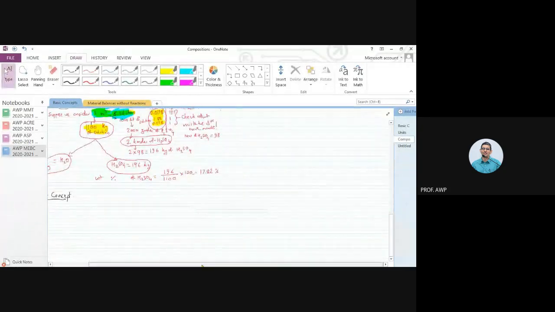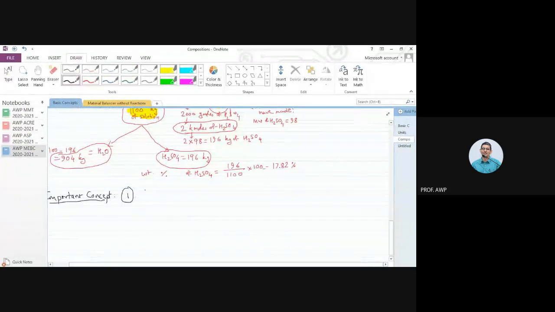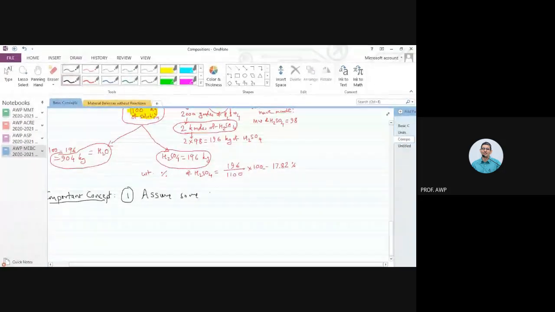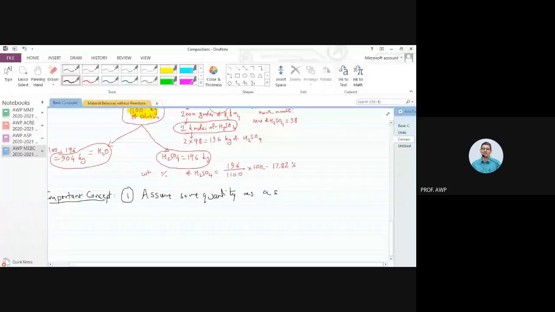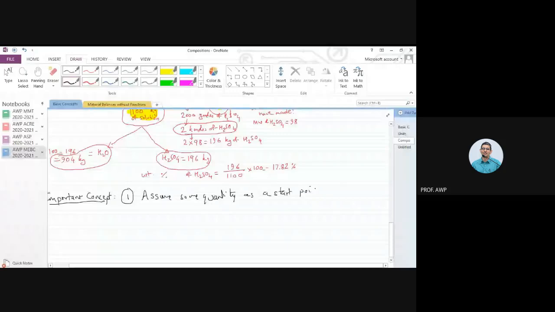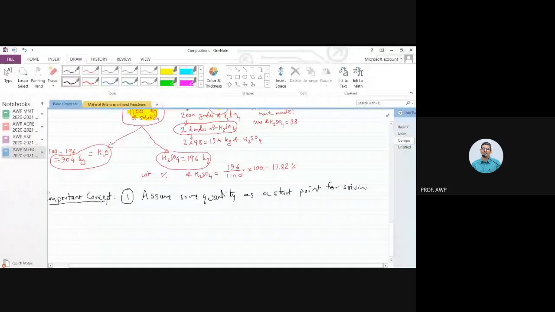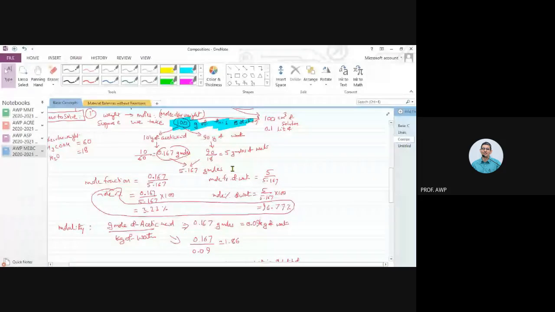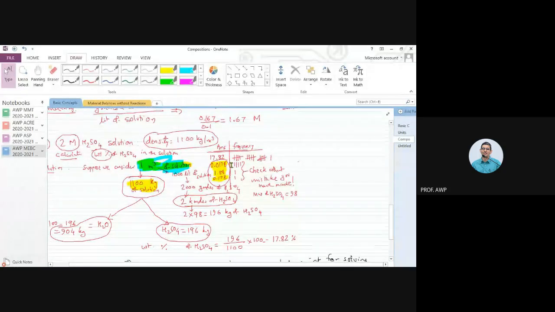So when we are calculating something, we need to assume some quantity as a starting point for solving. In the first problem, our starting point was 100 grams of the solution. In our second problem, it was 1 meter cube of solution.